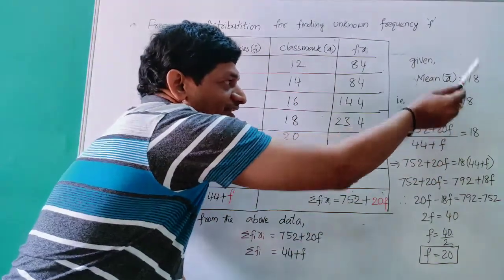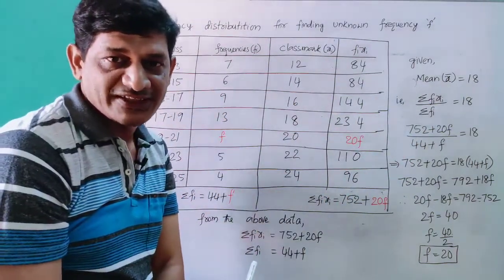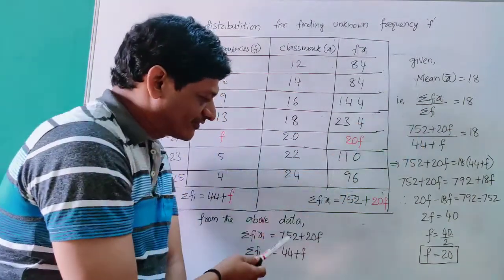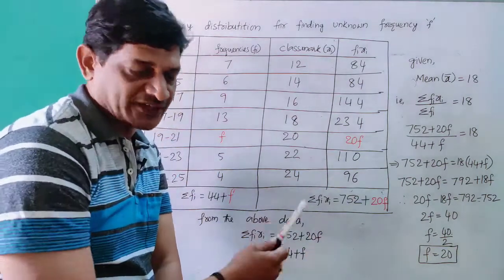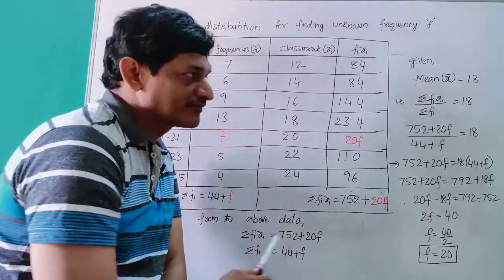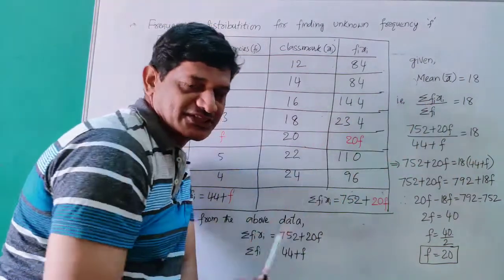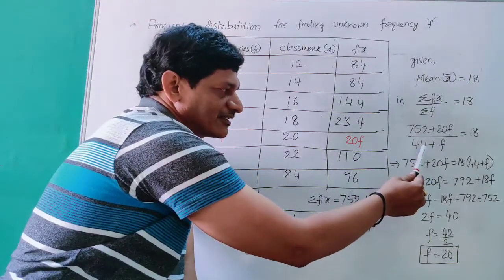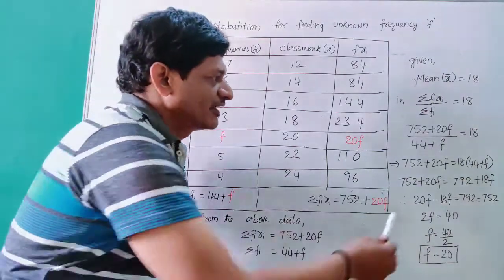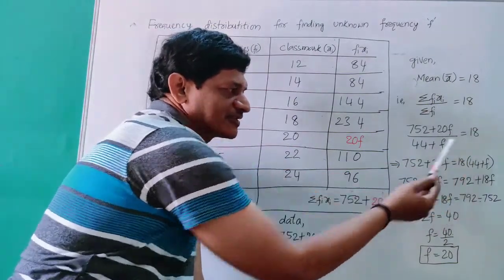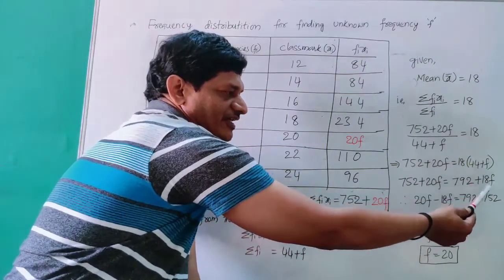Okay, now the main information given to us is the mean of the data. Mean of the data is given as 18. What is the formula for mean by direct method? That is sigma fi xi by sigma fi. Sigma fi xi value is 752 plus 20f and sigma fi is 44 plus f, equals 18. Now transpose the by term to that side. Whenever the by term transposes to the right hand side, it becomes 18 times of 44 plus f. Now open this bracket, 18 into 44, you get 792, 18 into f is 18f.